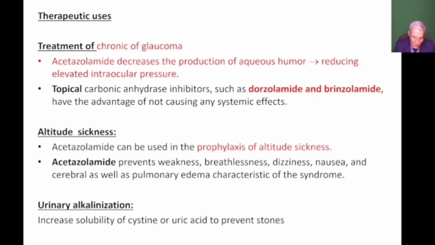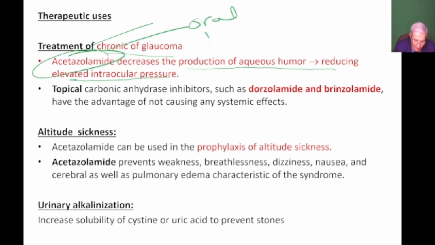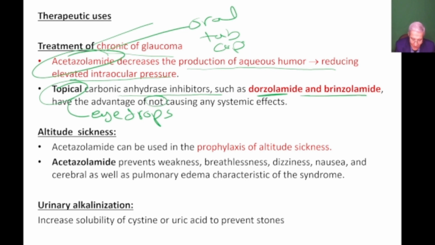Therapeutic uses: treatment of chronic glaucoma. We already covered that. Decreased production of aqueous humor reduces intraocular pressure. This will be prescribed orally. We talk about acetazolamide orally, as a tablet or capsule. We also have topical forms like eye drops: dorzolamide and brinzolamide. These medications are applied topically on the eye with no systemic side effect. So when you prescribe something topically on the eye or on the skin, we are going to have fewer systemic side effects.